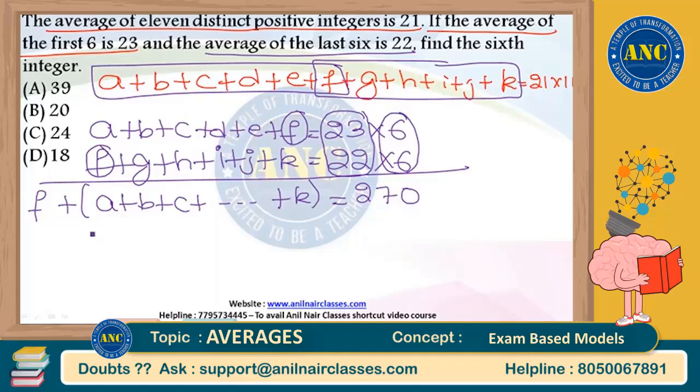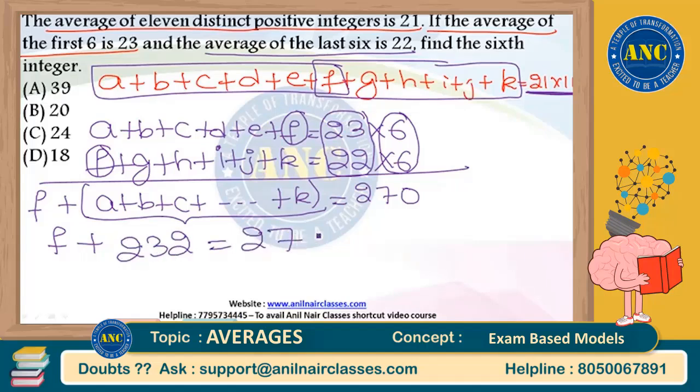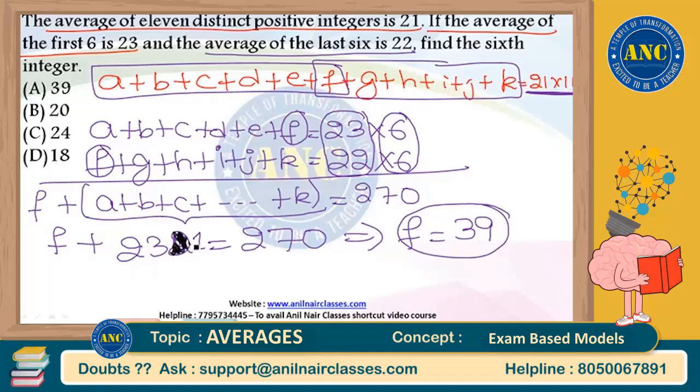Can I say that? So this F plus A plus B plus C until K is nothing but 21 into 11. 21 into 11 is nothing but 232. F plus 232 is 270. So F value should be 270 minus 232. So it is 230, not 232, sir. It is 231, right? 21 into 11 is 231. Answer is 39 for this question.